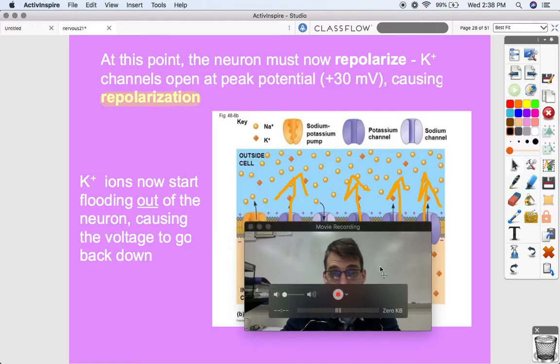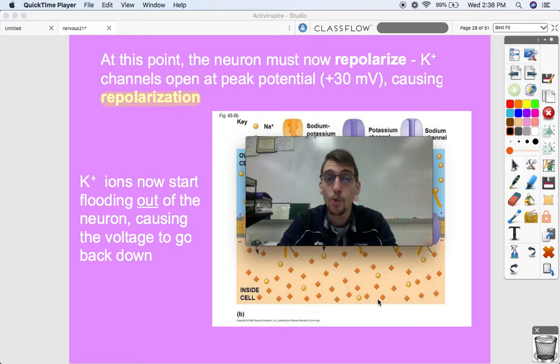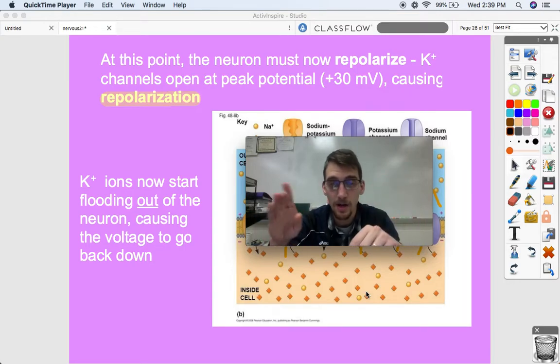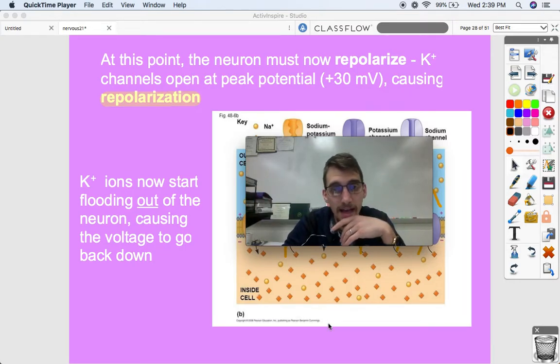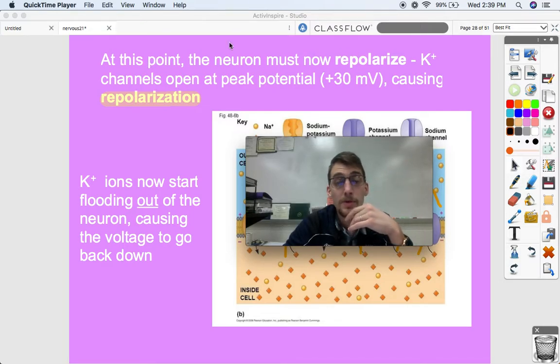Once we reach peak potential, the neuron must now not depolarize but repolarize. In order to bring the polarization back down, because once we reach peak potential, that signal has been sent, and that's going to cause a domino effect chain reaction down the axon, and your neuron is successfully sending that electrical impulse. So at this point, the neuron must now repolarize, and potassium channels open at peak potential, causing repolarization.